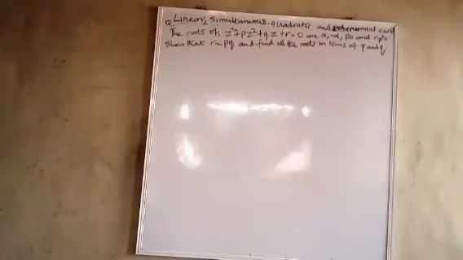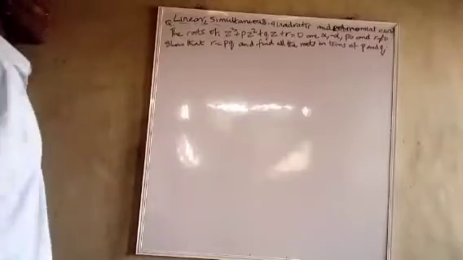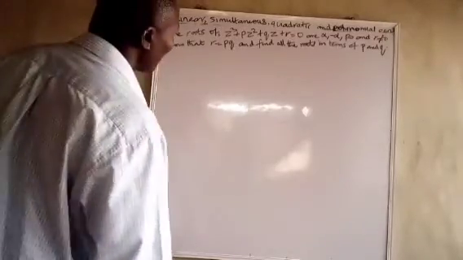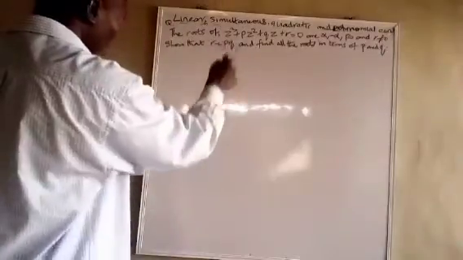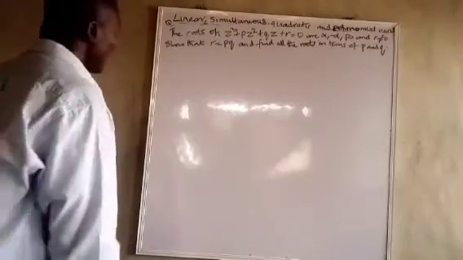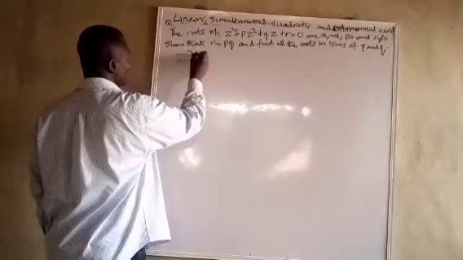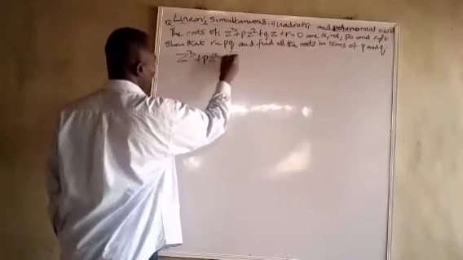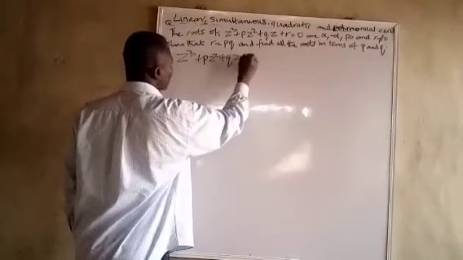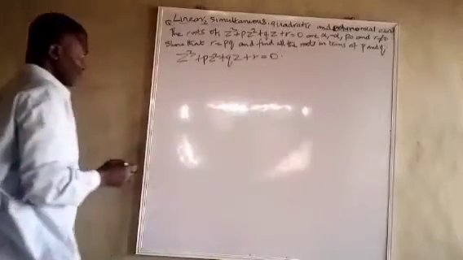The roots of z cubed plus pz squared plus qz plus r equals 0 are alpha, minus alpha, and beta, and r is not equal to 0. Show that r equals pq and find all the roots in terms of p and q. So the equation is z cubed plus pz squared plus qz plus r equals 0.